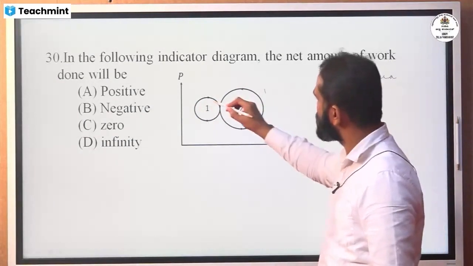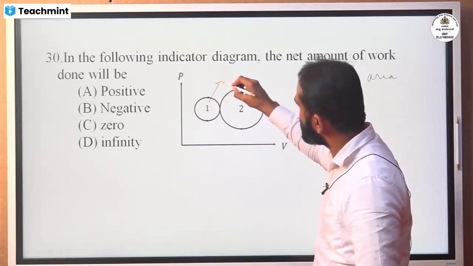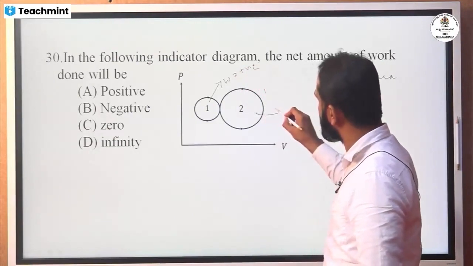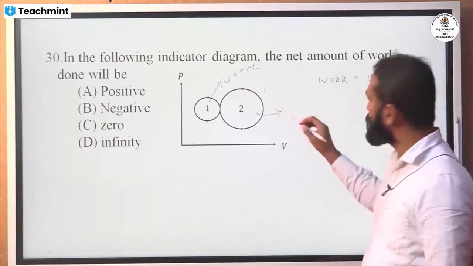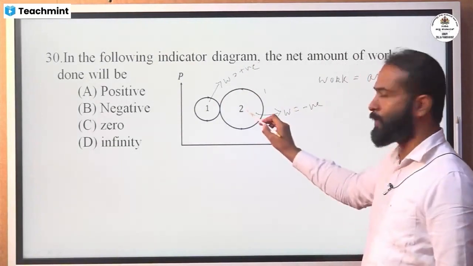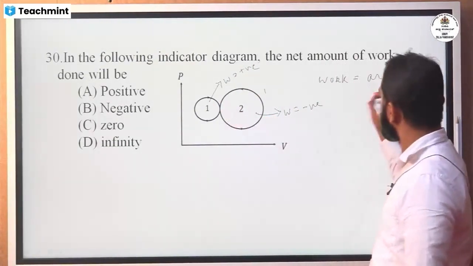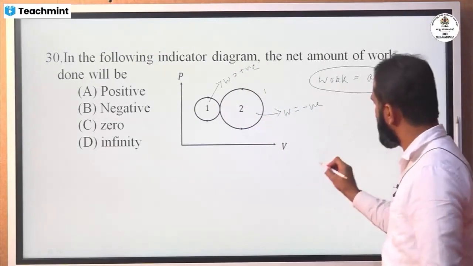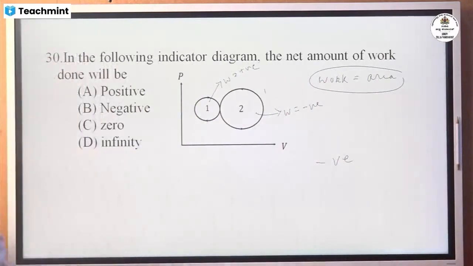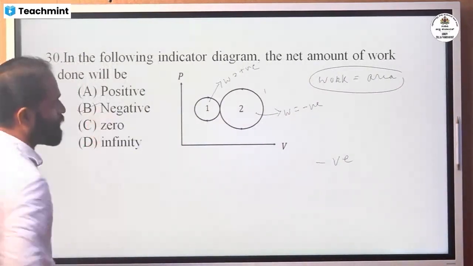And since the first one is clockwise, the work done is positive, and the work done in the second process, which is anti-clockwise, is negative. And since the second area is more than the first area, the net work done also will be negative. That gives us option second as the right option.